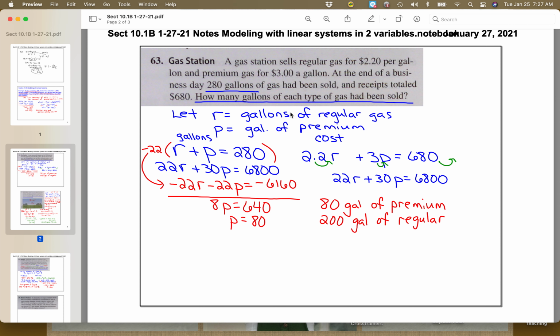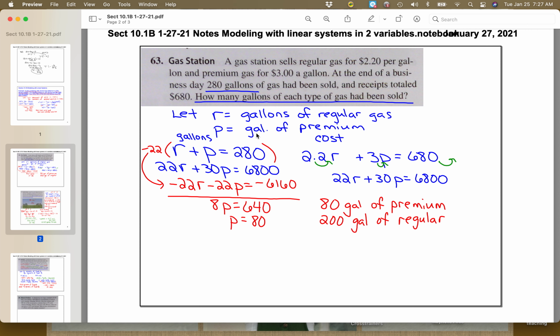So again, I start with my question right at the end. How many gallons of each type? I like to use variables that remind me of what they stand for. So I let R equal the gallons of regular gas, and make sure you put gallons so you don't get it mixed up with cost.